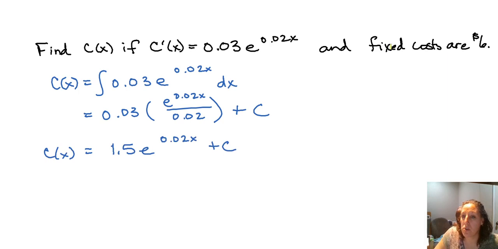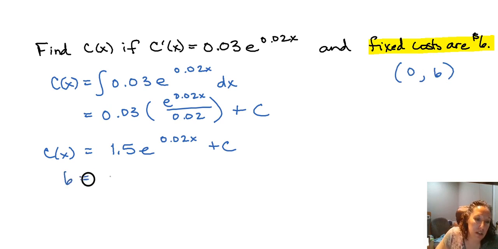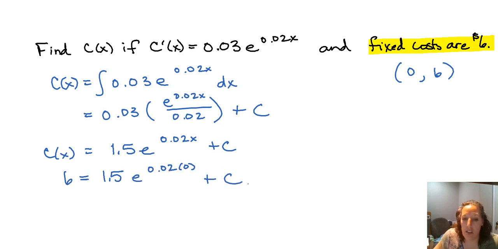Now we're going to use the fact that our fixed costs are $6. Well, fixed cost is the cost when there is an output of 0. So that means that our cost function is going to go through the point 0, 6. So we're going to plug in 6 for our cost at an output of 0 units, and solve for c.